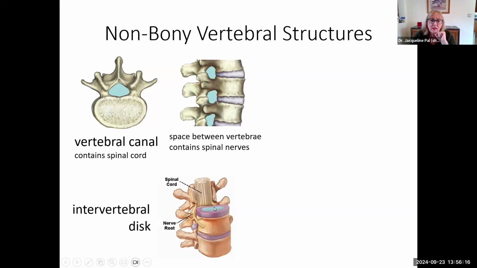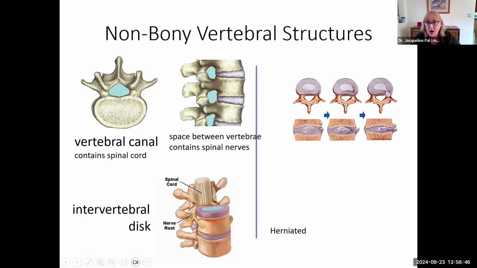Now, as you recall, we talked about before, the intervertebral disc is made out of fibrocartilage, and it's this purple outer part that is made out of that tough fibrocartilage. And then this blue part on the inside is kind of like a rubber ball. Okay, so it's very spongy. And what happens when you rupture your disc, you are tearing the fibrocartilage, okay?